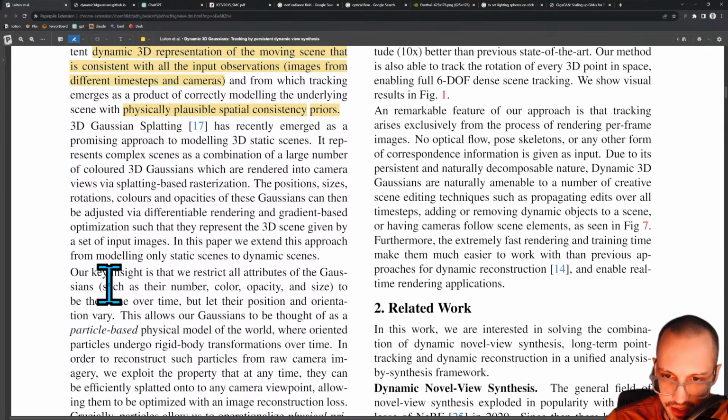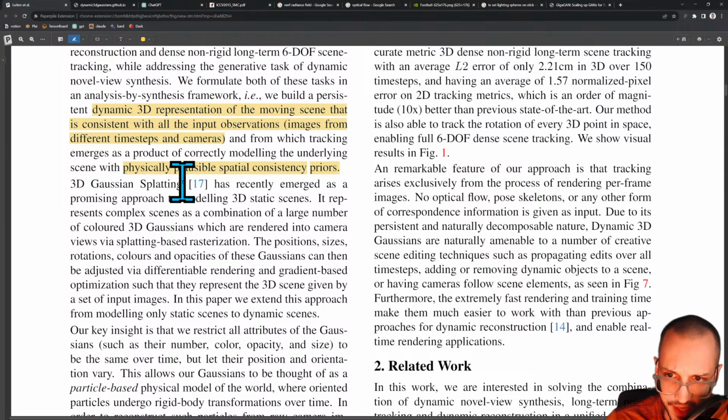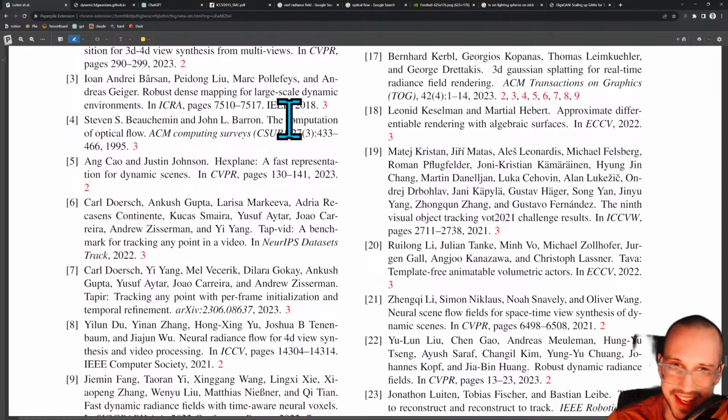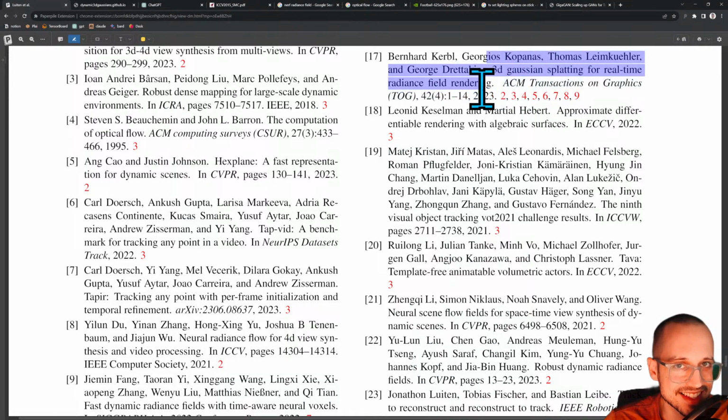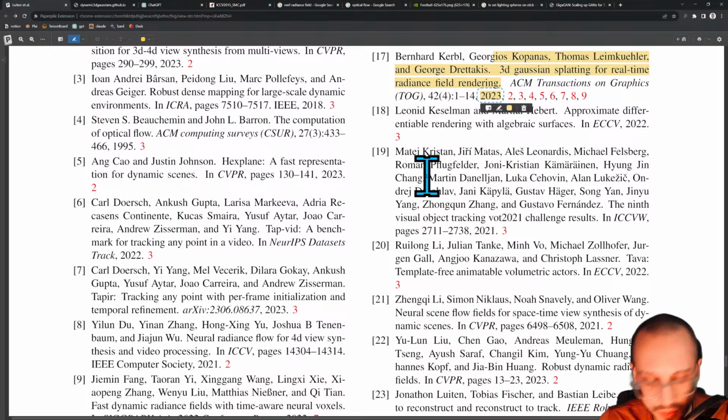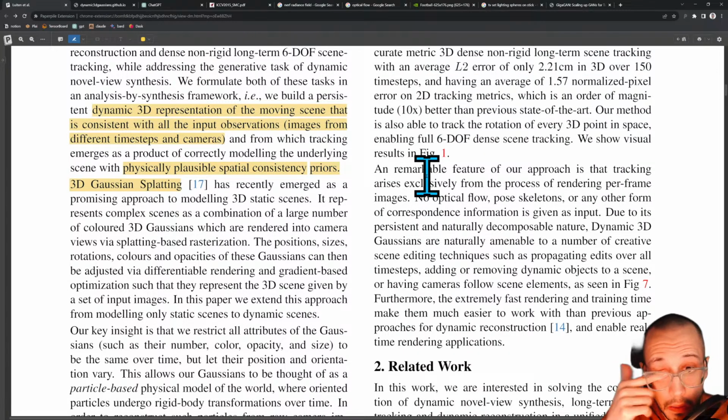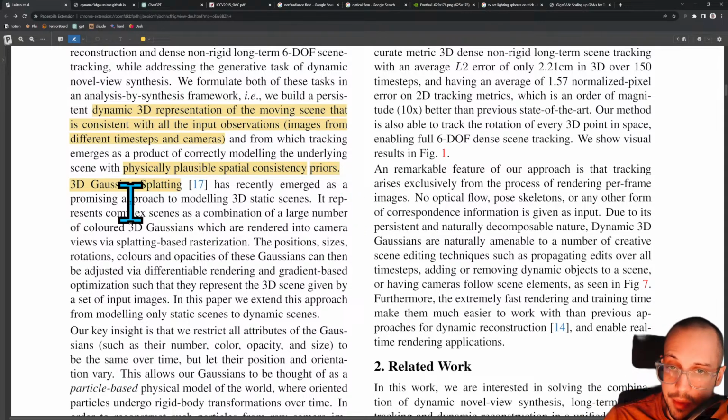Okay, back to the paper. 3D Gaussian splatting has recently emerged as a promising approach to modeling 3D static scenes. So here they're already referencing that paper which literally came out last week, the one we read, and this is literally 1 week from then. It represents complex scenes as a combination of a large number of colored 3D Gaussians, which are then rendered into camera views via splatting-based rasterization.